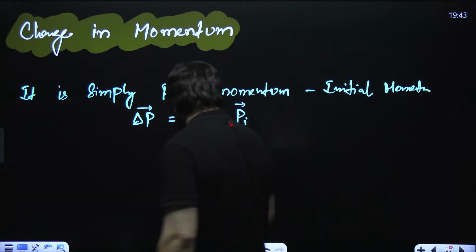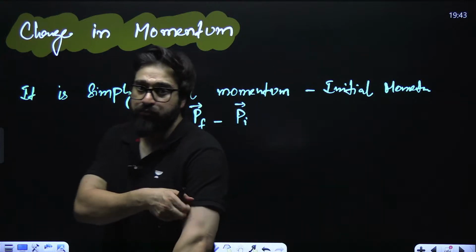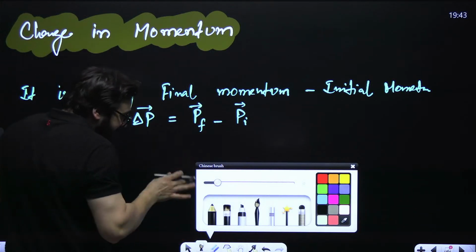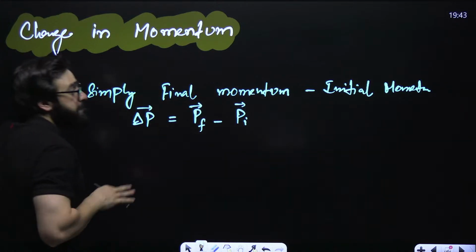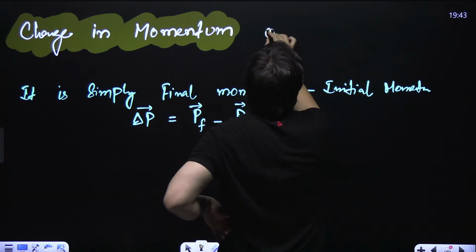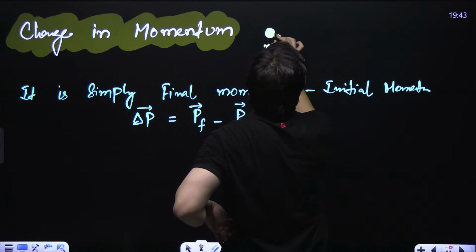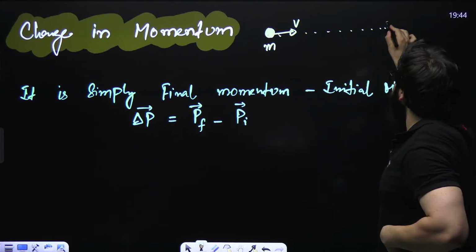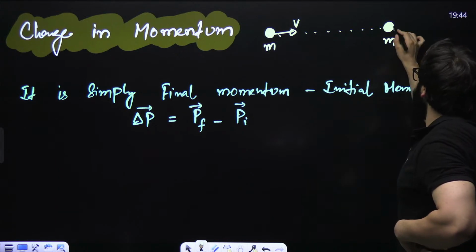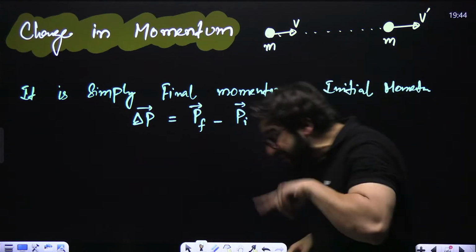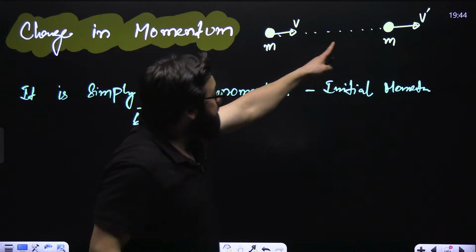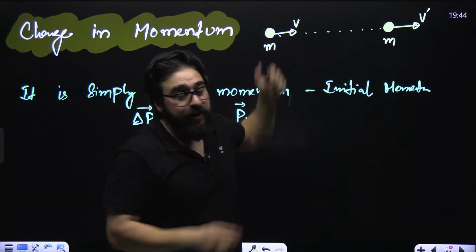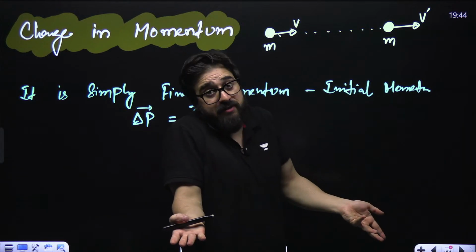Now let's talk about the change in momentum. Guys, what does this change in momentum actually mean? See, let's suppose you have a mass exactly over here, and it is moving with a velocity v. After some time, when the mass reached here, its velocity became v dash. Tell me, is its velocity same or different? Sir, its velocity is different here. Here it is v. Let's suppose it was moving with 10 meter per second. Here it is moving with 20 meter per second. It may be something like that.